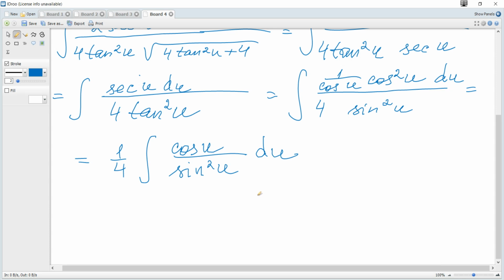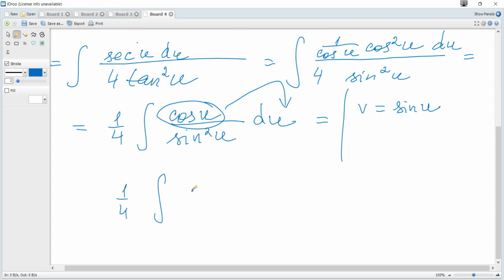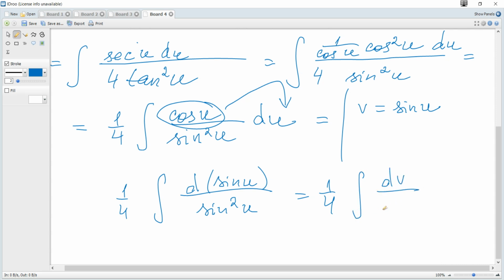And using another substitution, for example, let v be sine u. Then as usual, or just by the inverse chain rule, you can see the derivative of sine is cosine, so it becomes 1 over 4 d of sine of u over sine squared of u, and it looks like 1 over 4 dv over v squared.